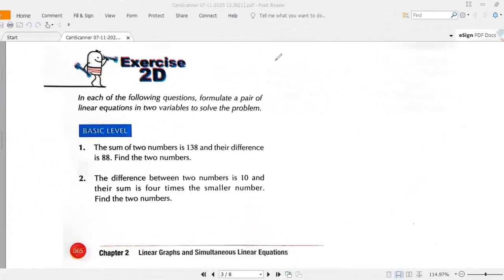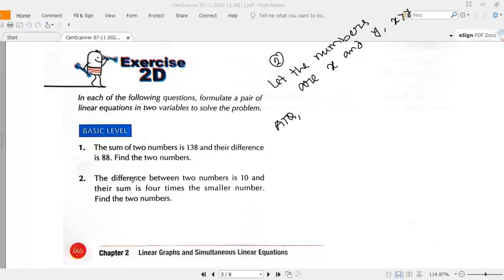Look at question number 2. Question number 2 says the difference between two numbers is 10 and their sum is 4 times the smaller number. Find the two numbers. So again we can say let the numbers be x and y, and we can say x greater than y. So when we write x greater than y, that means x is the bigger number, y is the smaller number.